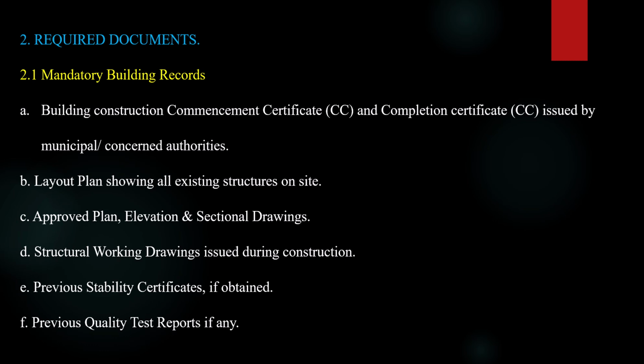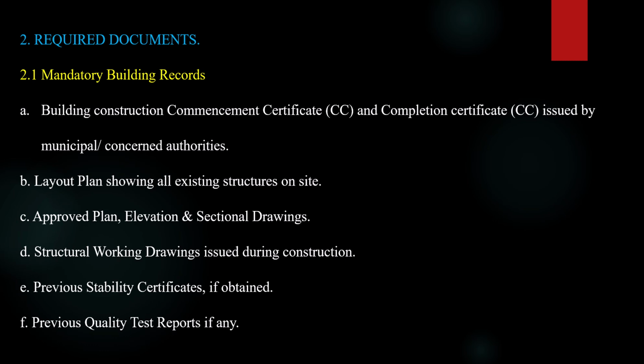Required documents. Mandatory building records. Building construction commencement certificate, CC, and completion certificate, CC, issued by municipal or concerned authorities. Layout plan showing all the existing structures on site. Approved plan, elevation and sectional drawings. Structural working drawings issued during construction.